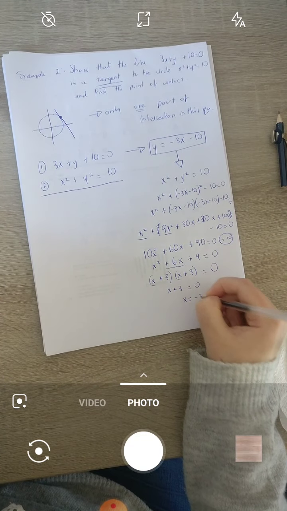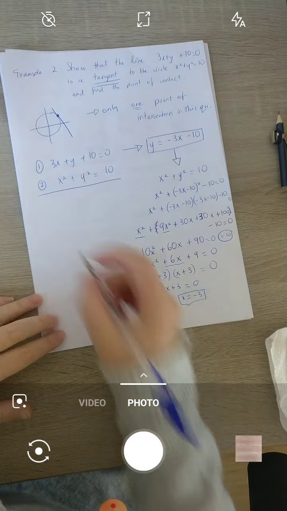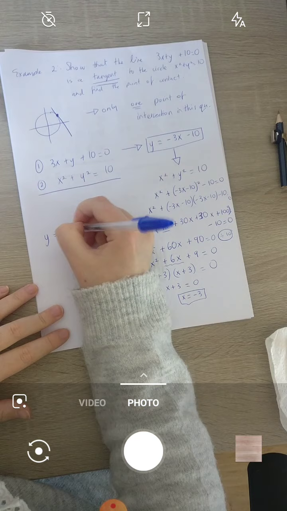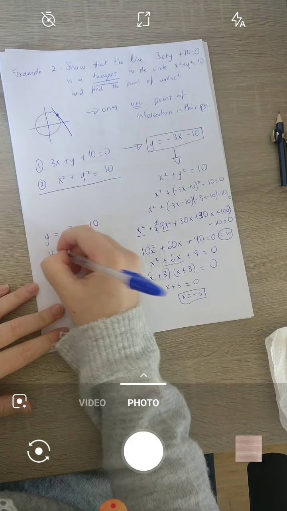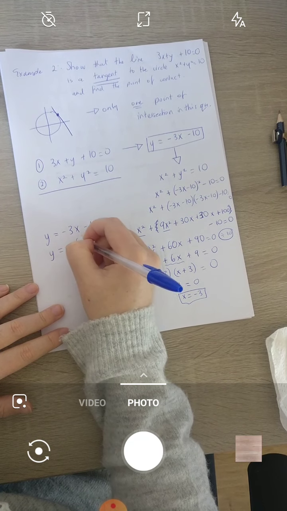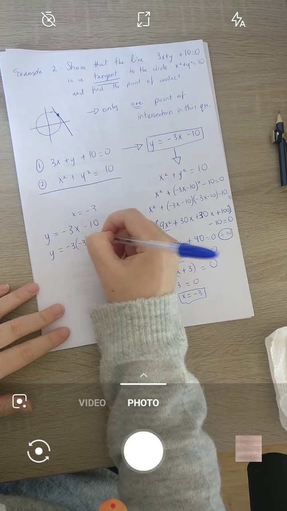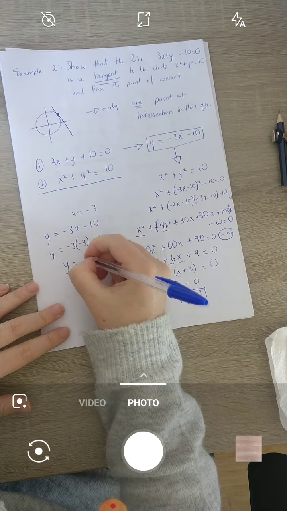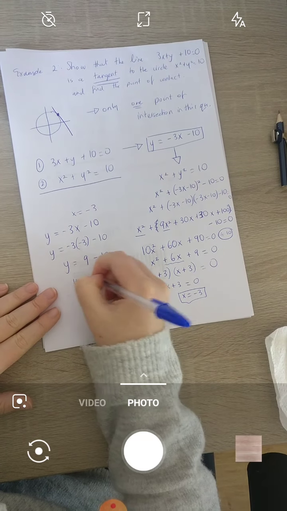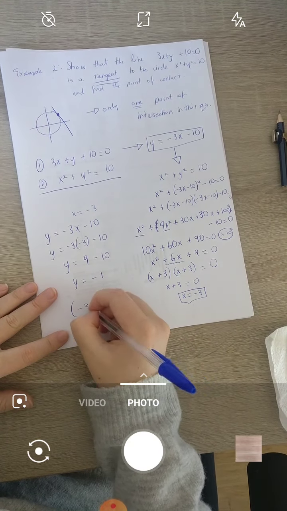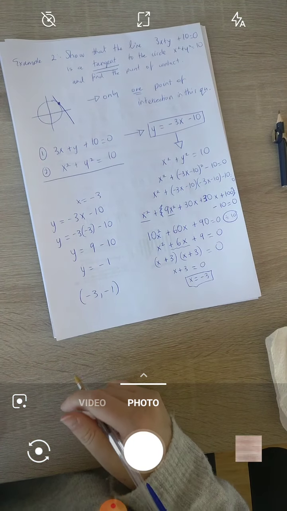So the point of intersection is at x equals minus 3. But remember, we need to also find the y value by subbing the x value into the line. So y is equal to minus 3 times minus 3. Remember, x is equal to minus 3. Minus 10. Minus by minus is plus. 9 minus 10, so y is equal to minus 1. So the point of intersection is minus 3, minus 1, and that's one point only.